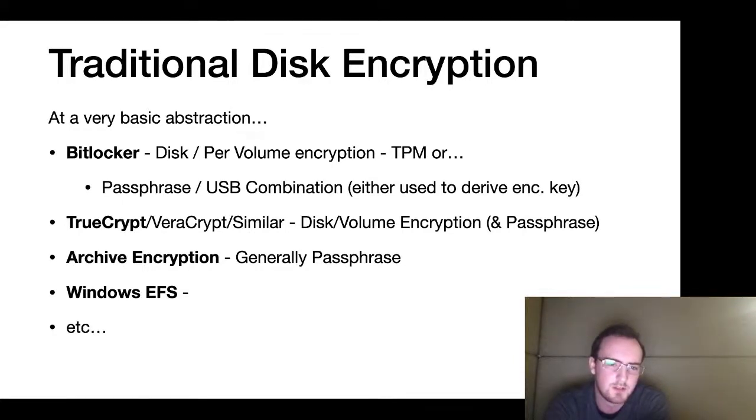With these options, we're looking at full disk encryption. BitLocker can encrypt full disks, and so can TrueCrypt. They'll use a passphrase for either of them, or a USB, which will hold the encryption keys. But you can also use a passphrase, which is used to derive the encryption key, which is used to decrypt the data on the disk. So without the passphrase or without the USB, you will not be able to gain access to that data.